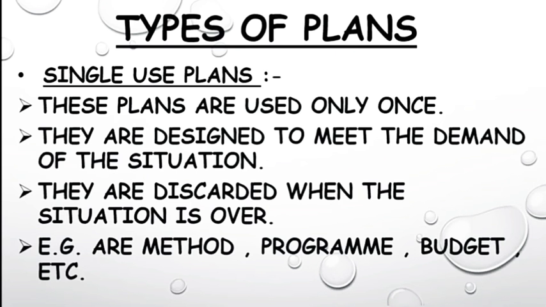What are these plans? These plans are used only once. They are designed to meet the demand of the situation. That means as per the situation, these plans will work, and as the situation is over, these plans are not used in the business organization anymore. For example, they can be a method, a program, or a budget. For a financial year, a budget is made. For the next financial year, that budget cannot be utilized, so a new budget has to be formed. The same goes for the program or the method. A method will be used in a certain situation to achieve the objectives, and that method may not apply in some other situation.